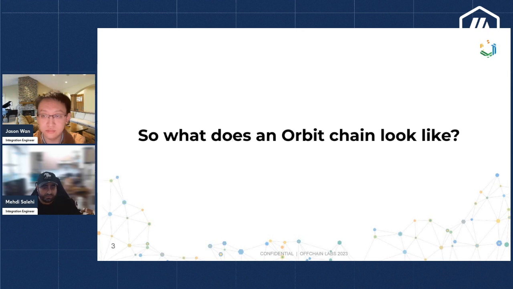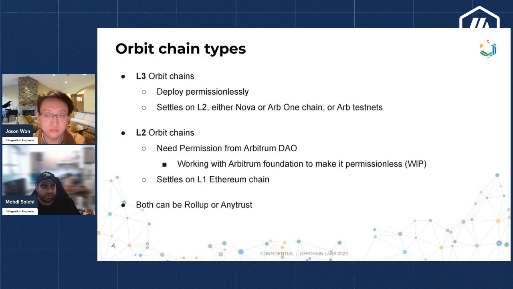What does an Arbitrum Orbit chain look like? Currently, we have two main sets of Arbitrum Orbit chains. First, L3 Orbit chains, which you can deploy permissionlessly, and the code base is open source, so you can make whatever changes you want to the code base and deploy your chain. On an L3 setup, you would deploy your chain on an L2, either Nova or Arbitrum One.